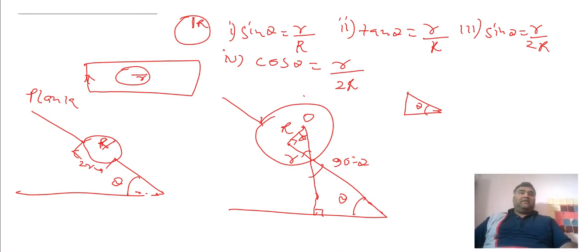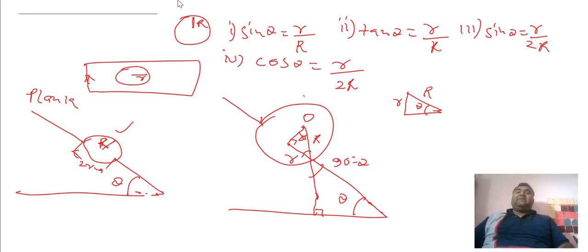Let me erase this. Here will be my capital R, because this is the radius of the sphere. Now I will try to find a relation between these two sides, and that will give me theta. This is my small r, and this is my capital R. We have the standard relation: this is my perpendicular, and this is my hypotenuse.